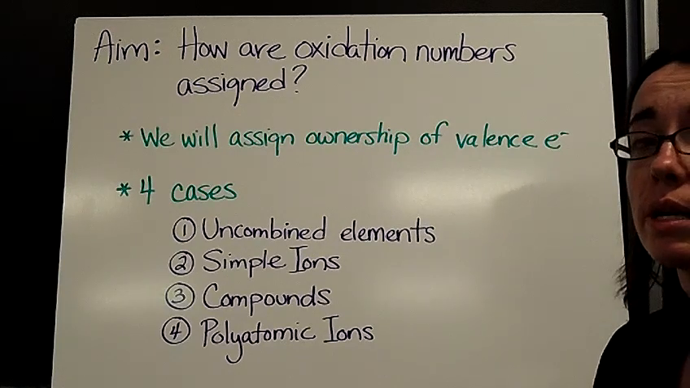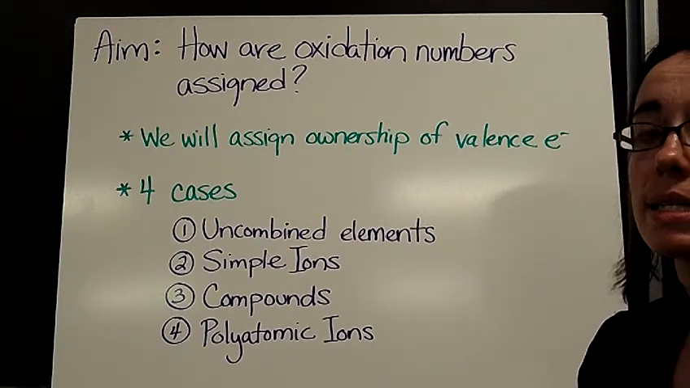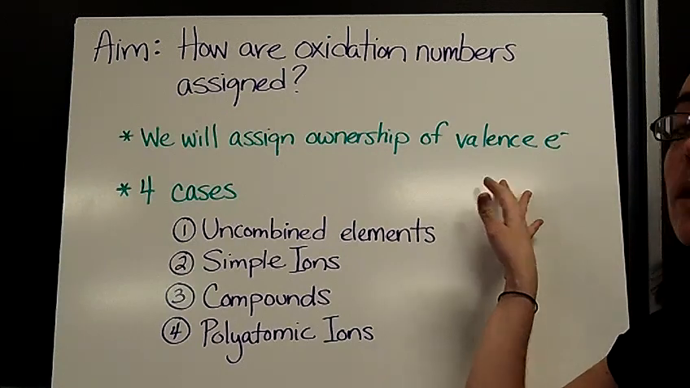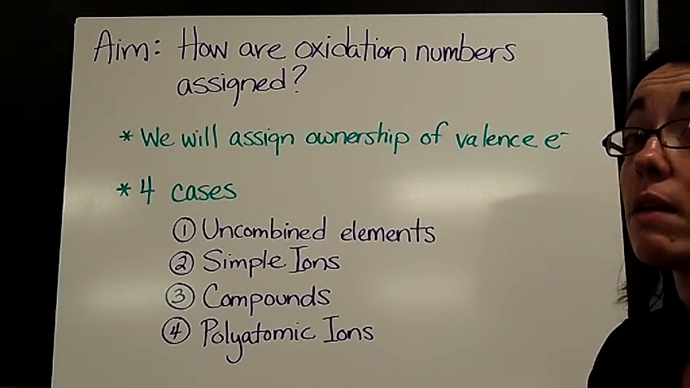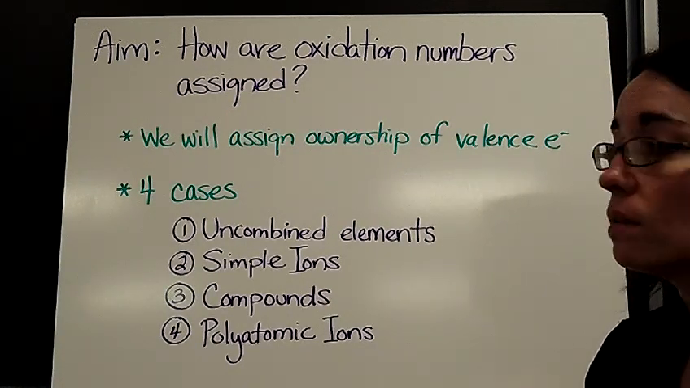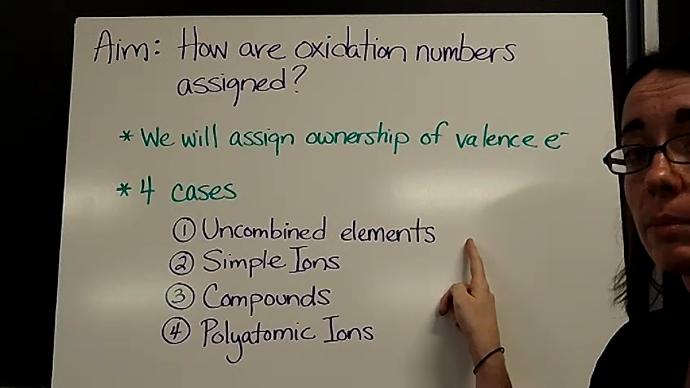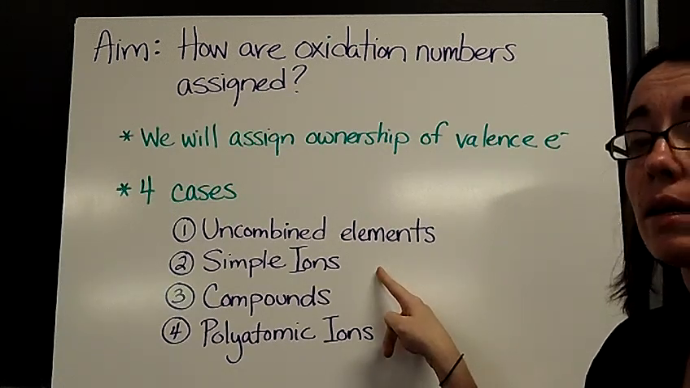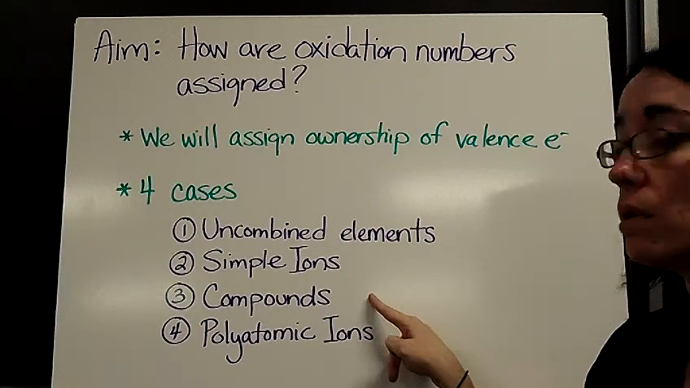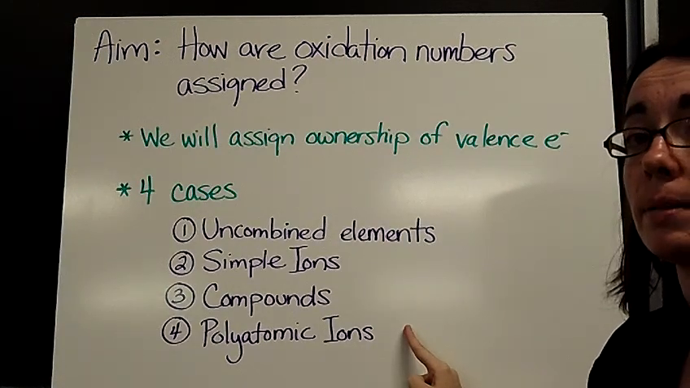How are oxidation numbers assigned? Today I'm going to teach you how to assign ownership of valence electrons in 4 special cases. There's the uncombined element, the simple ion, the compound, and the polyatomic ion.